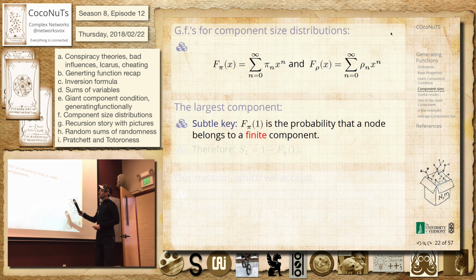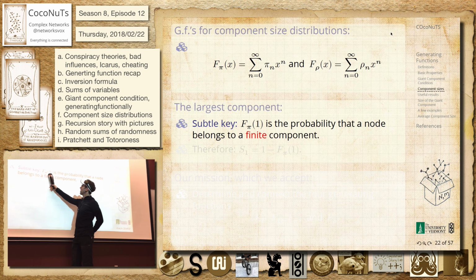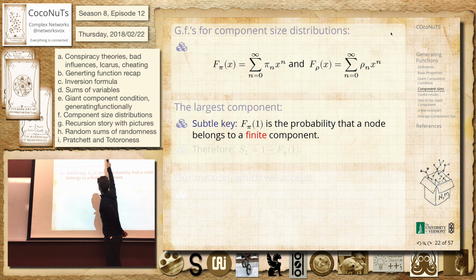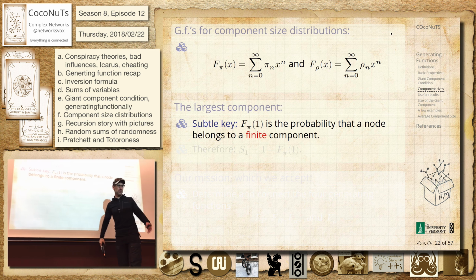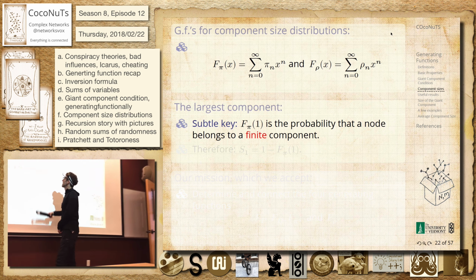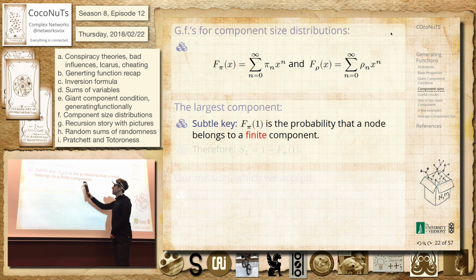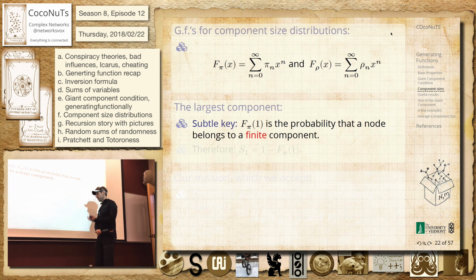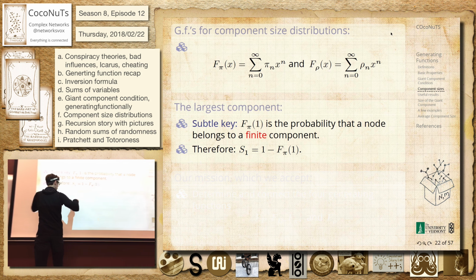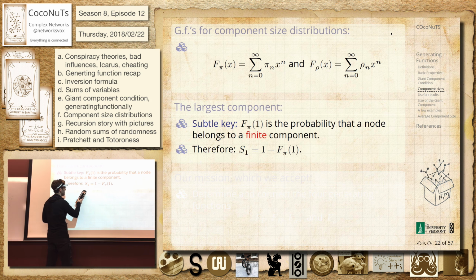Okay. So this is this thing that I was talking about 2 slides ago. F pi evaluated at 1, which is the sum, right? If you set 1 here, it's the sum of all of these probabilities, pi 1, pi 2, pi 3. Pi 0 has to be 0, right? You can't hit a node that has a component of size 0, because it's there. This is the probability that a node belongs to a finite component. We're scared people. We're not going to go near the giant component. It's got loops. Here be loops on the map.